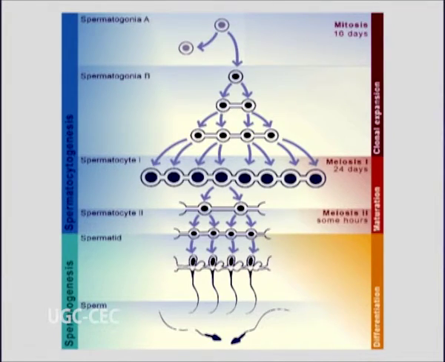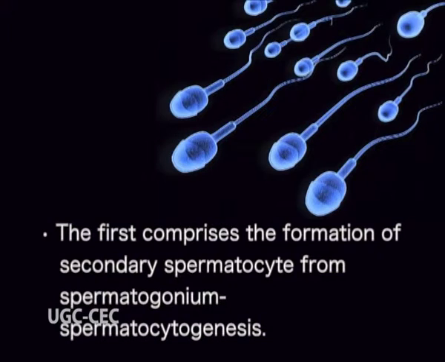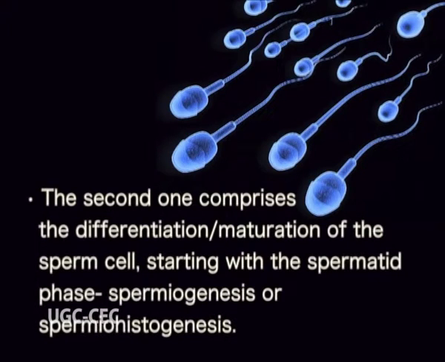The following developmental stages are thereby passed through during spermatogenesis: A spermatogonium, B spermatogonium, primary spermatocyte or spermatocyte order 1, secondary spermatocyte or spermatocyte order 2, spermatid, sperm cell or spermatozoon. The process of spermatogenesis can be subdivided into two successive sections. The first comprises the formation of secondary spermatocyte from spermatogonium and is termed spermatocytogenesis. The second one comprises the differentiation or maturation of the sperm cell starting with the spermatid phase and is termed spermiogenesis or spermiohistogenesis.